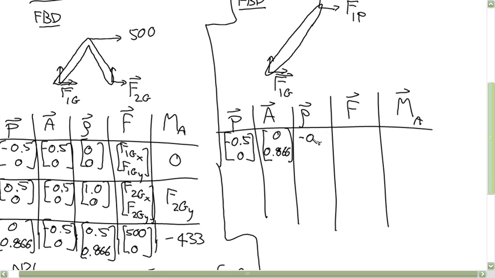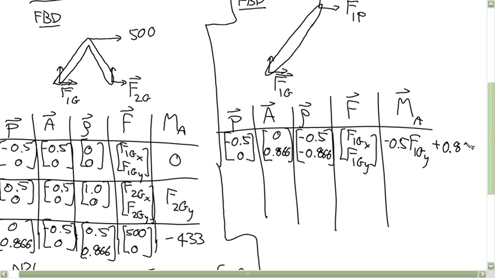So our row vector is negative 0.5, negative 0.866. The force vector is F1G x, F1G y. And so the moment is negative 0.5 F1G y plus 0.866 F1G x.